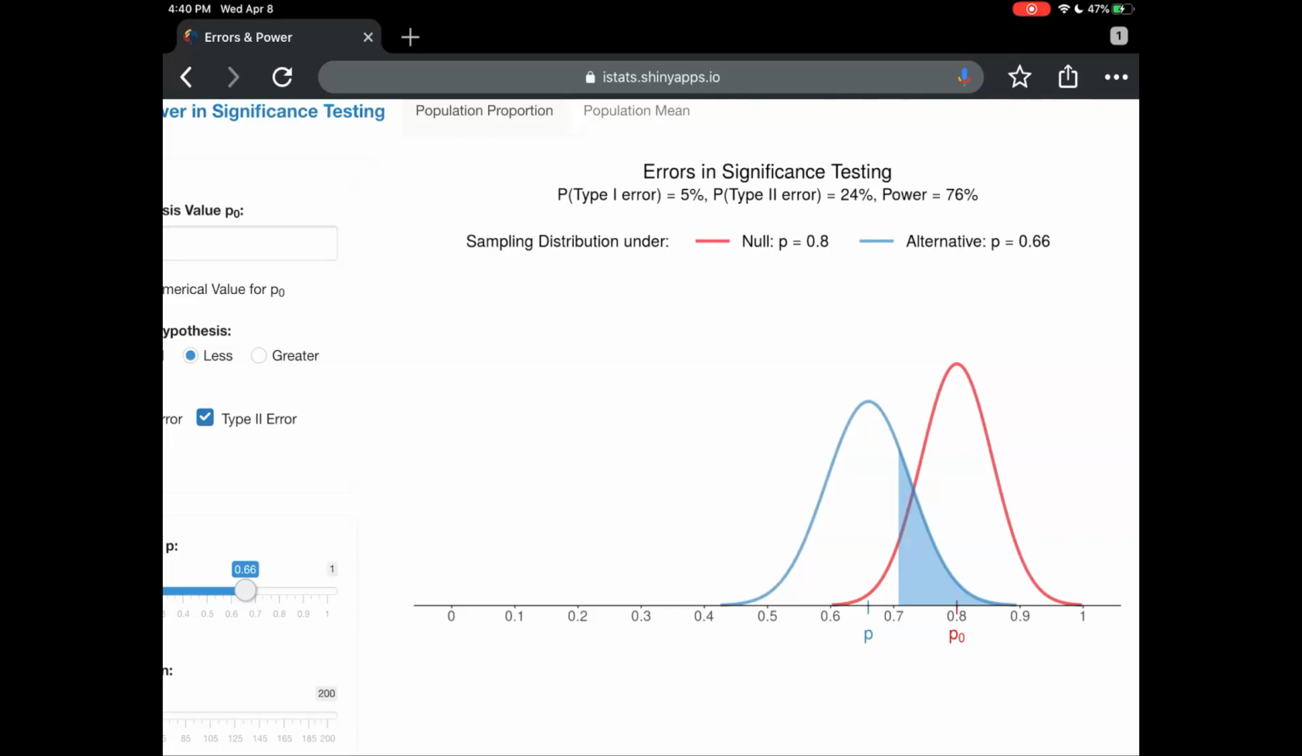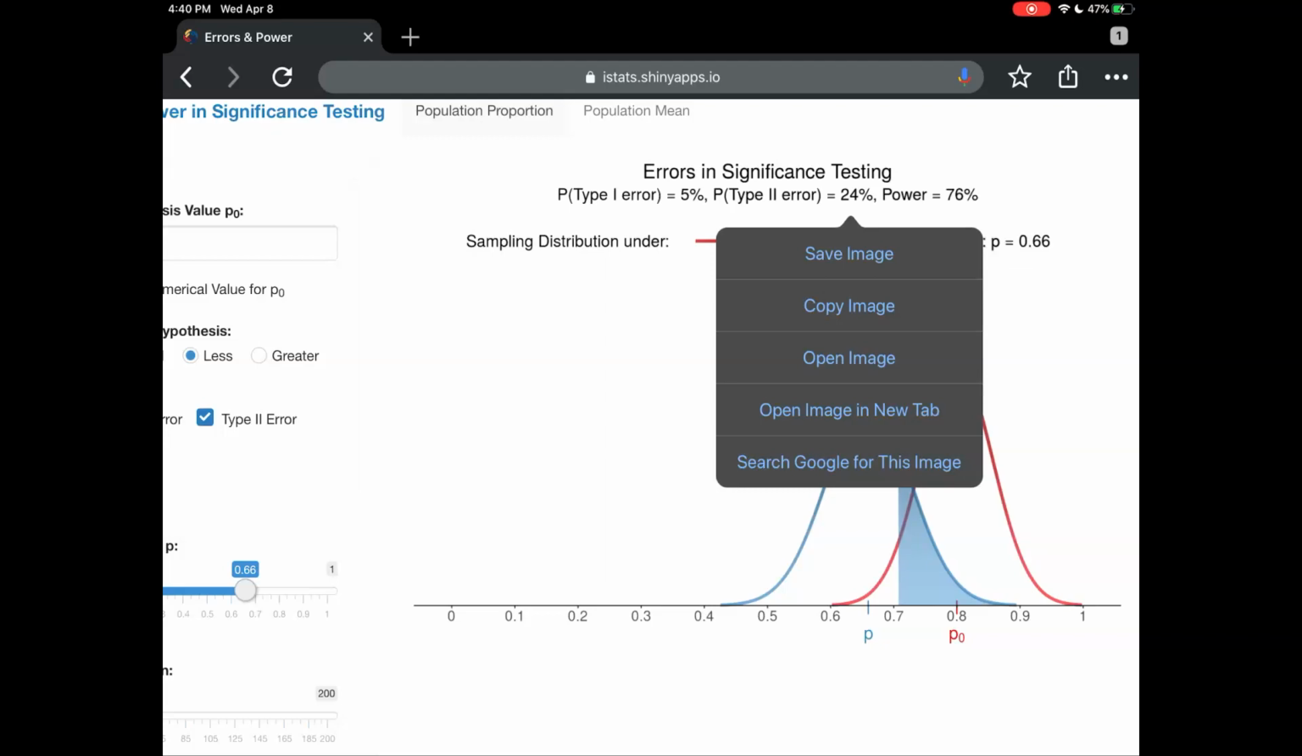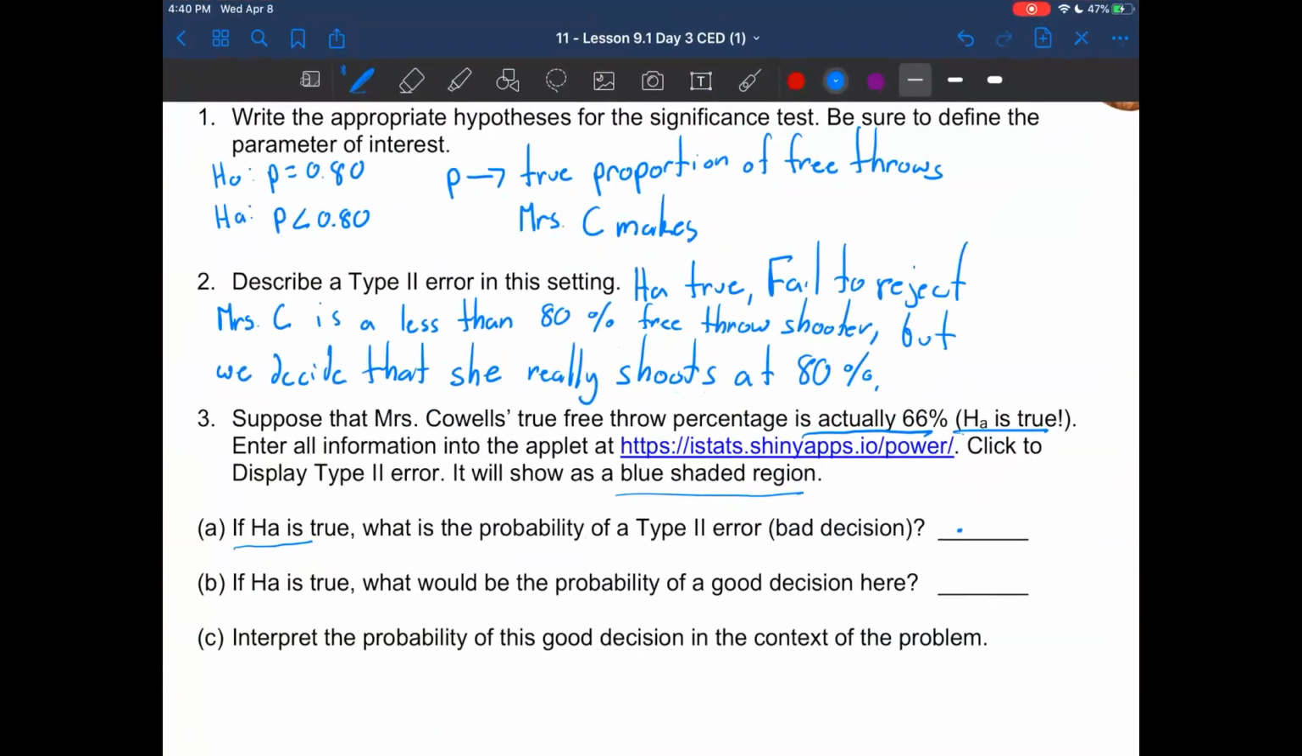So our type 2 error occurs here in blue. See, if I take it off, it disappears. So there's our type 2 error. And if we look up at the top, it tells us that the probability of type 2 error is 24%. Okay, so we're going to go back and enter that information. It's going to be 0.24. So that's the probability of a bad decision, type 2 error, when HA is true.